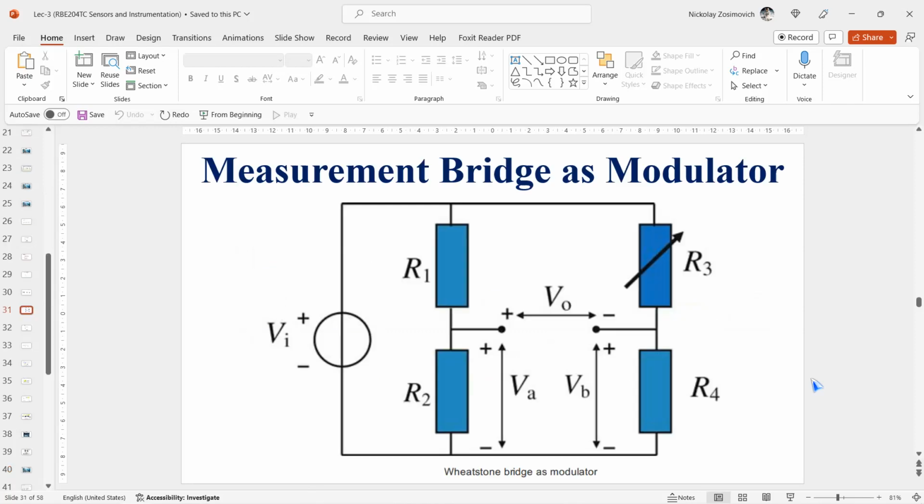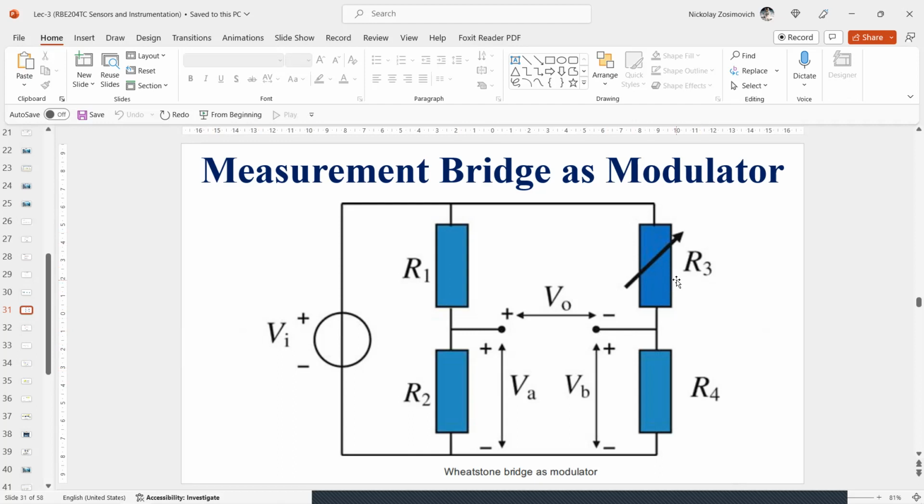The principle of the bridge modulator is illustrated with the resistance measurement bridge, or Wheatstone bridge, as you can see in this figure. The Wheatstone bridge is connected to an AC signal source we have defined here as VI. This AC signal, usually a sine or a square wave, acts as a carrier. And in this example, we consider a bridge with only one resistor that is sensitive to the measure.